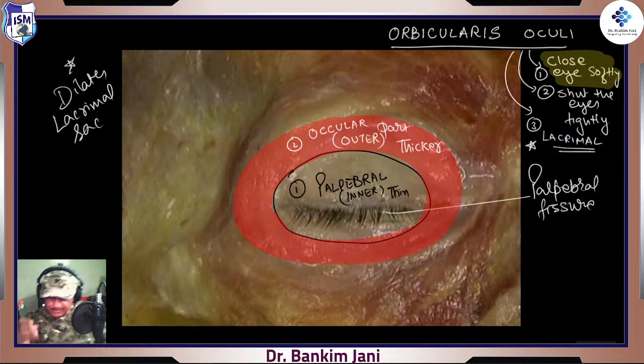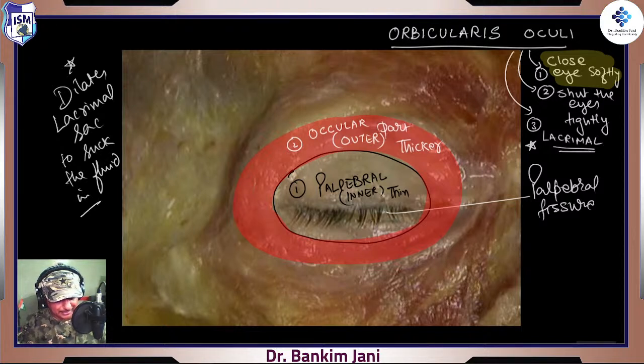So when the lacrimal sac is dilated, the fluid will be sucked in, so that this lacrimal gland is ready to fire, right? And definitely lacrimal glands are much more dangerous. It dilates the lacrimal sac to suck the fluid in. So now this gland is ready. No doubt, whether we say it or not, with every blink there is constant lacrimal secretion, and it keeps the eye moist. So these are the three parts of the first muscle, orbicularis oculi: the palpebral part, ocular part, and the lacrimal part.